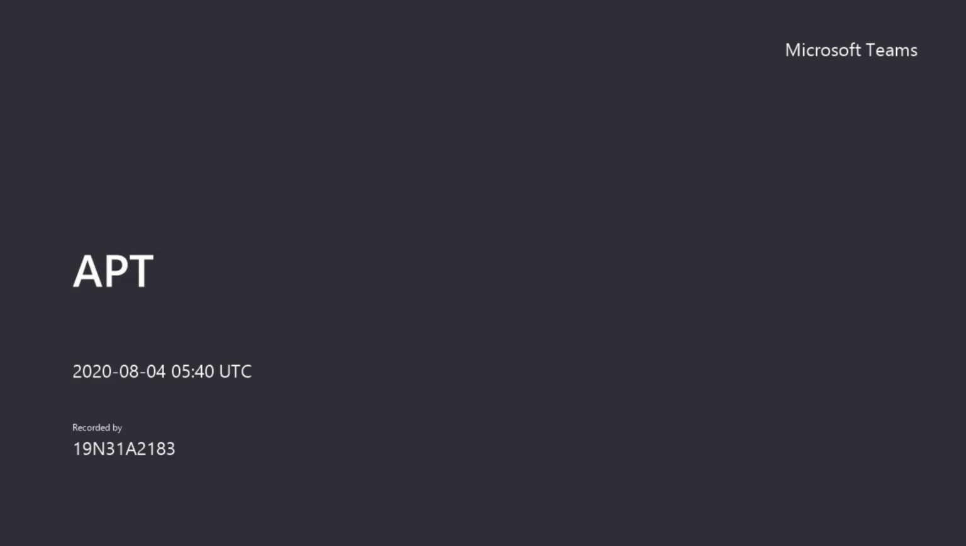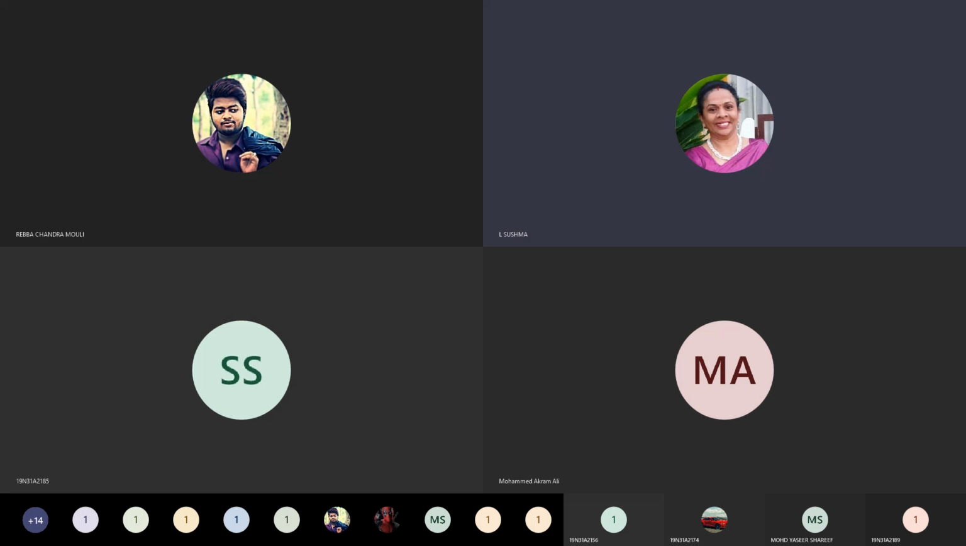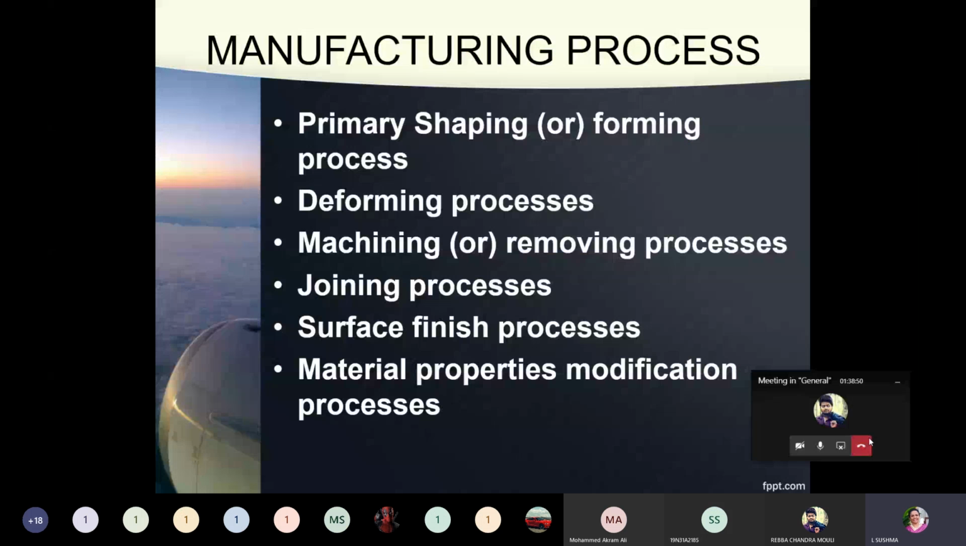When you are pouring that and after solidification, what happens? You are going to get the final shape. That's why it is called forming. So you are forming into the required shape. So it is the primary shaping process.